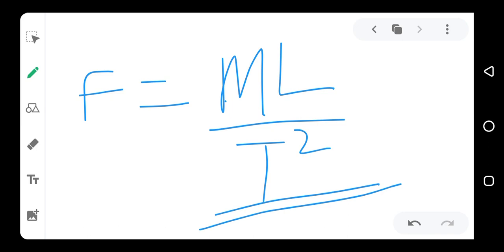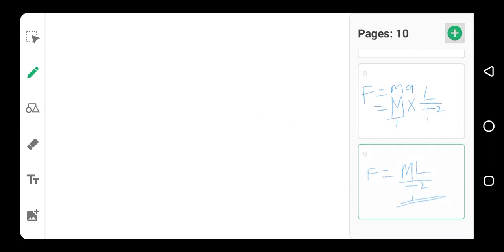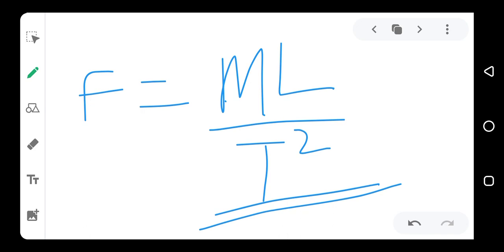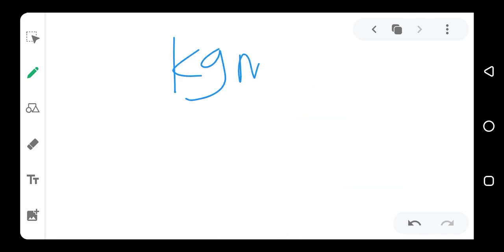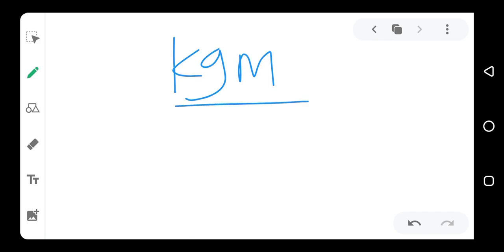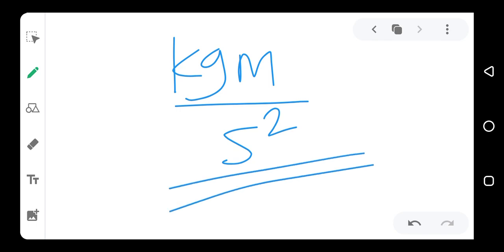Like this one that has 2 as a superscript, we put it there when we write the units. So what we are going to have now is, for M, mass is measured in kilogram, and then for L, length is measured in meter, and then for T squared, time is measured in second. So everything over second, we put the superscript squared. So this is the derived unit of force.